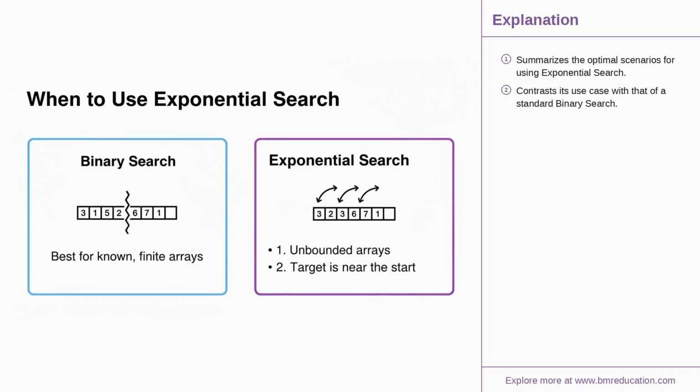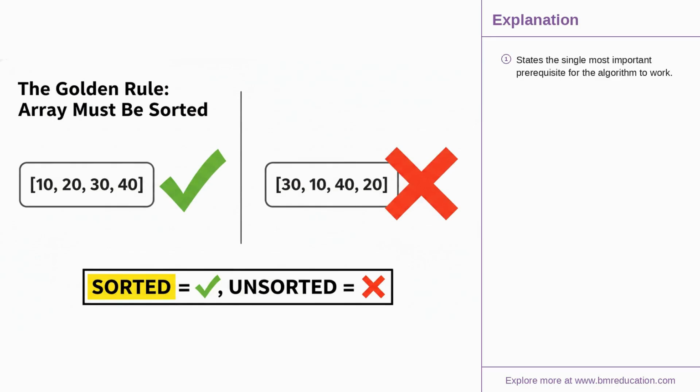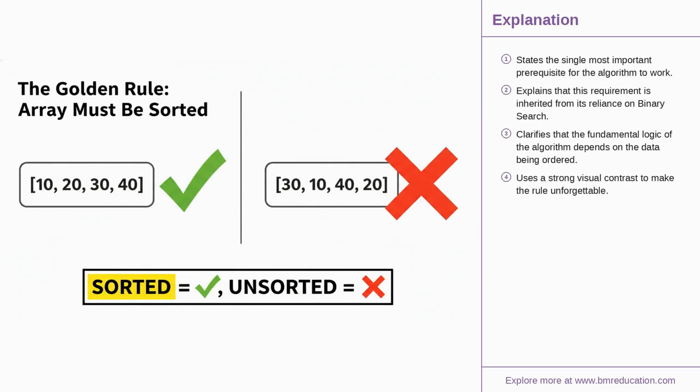This analysis leads to its ideal use cases. Exponential search outperforms a standard binary search when the target element is likely to be near the beginning of a very large array. And, as we saw, it's one of the best methods for unbounded arrays where the total size is unknown. However, there is one critical requirement that cannot be ignored. Like its second phase, binary search, the entire exponential search algorithm absolutely requires the array to be sorted. The logic of overshooting the target and then searching a range completely falls apart without this ordered structure.